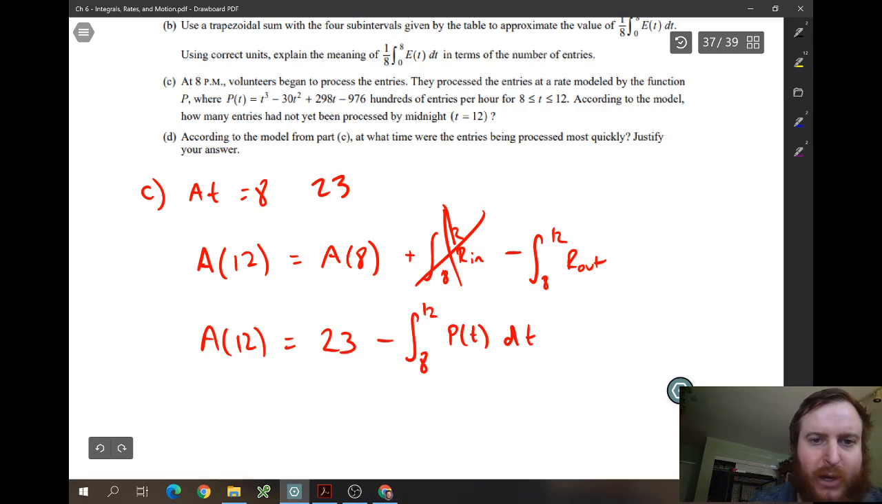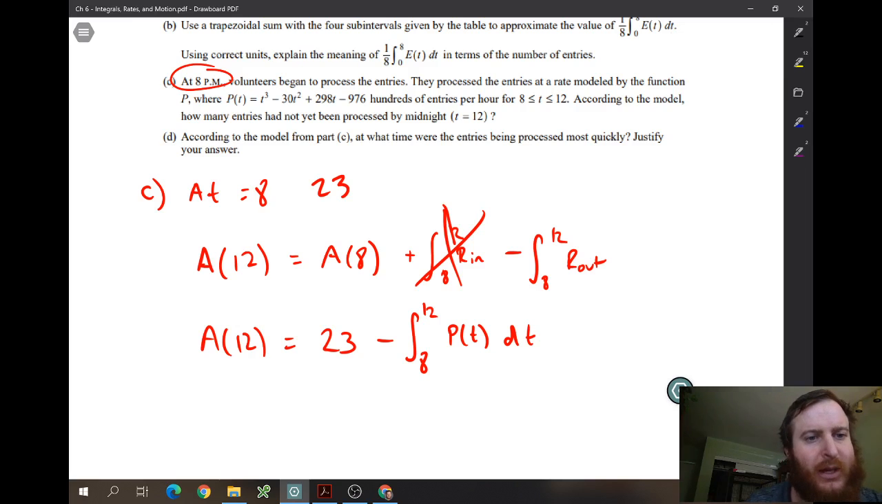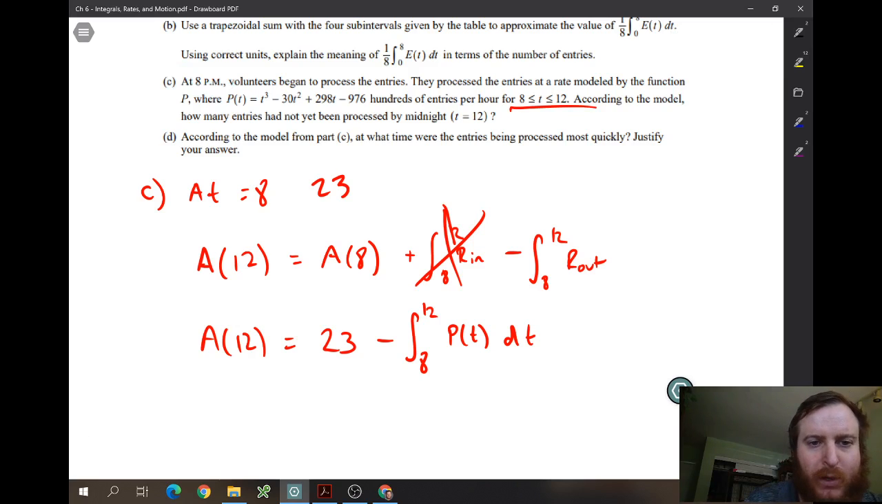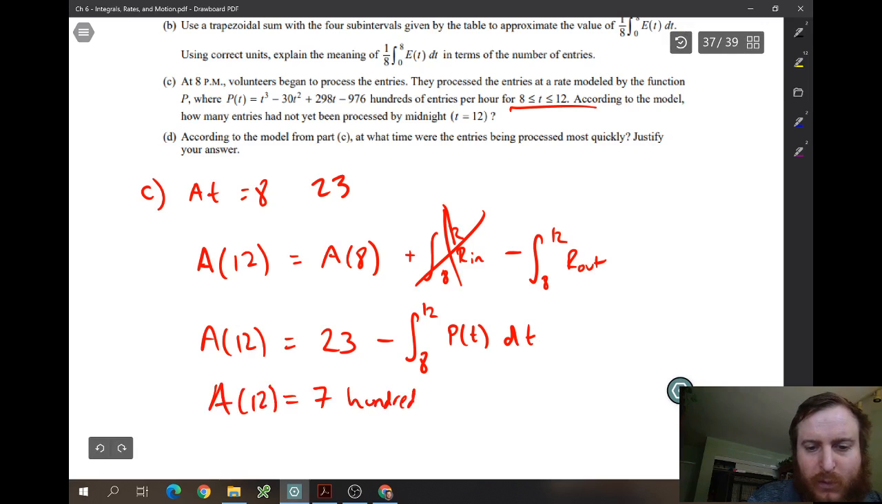Now, one question that I get a lot is how do I know whether I'm supposed to use 8 and 12 or am I supposed to set 8 to be 0 and use 0 to 4? If they only said 8 p.m. and they said starting at 8 p.m., you set that to 0. But if they say 8 to 12, then you use 8 and 12. Okay, so we would do that and we would get A of 12 equals 7. So it would be 700 entries, right? Because our units were hundreds of entries.